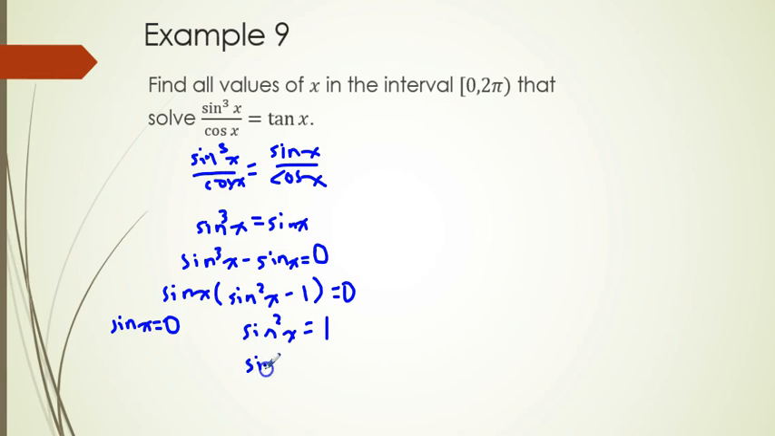And then be careful about remembering when you take the square root of both sides of an equation, that creates a plus or minus answer. So I'll need to look at when does sine of x equal plus or minus 1, and when does sine of x equal 0. So first let's find the values where sine of x is equal to 0.